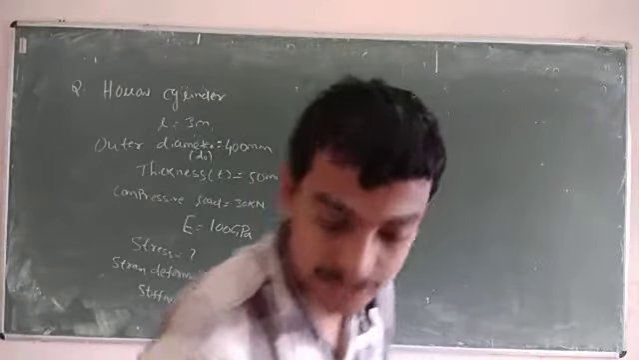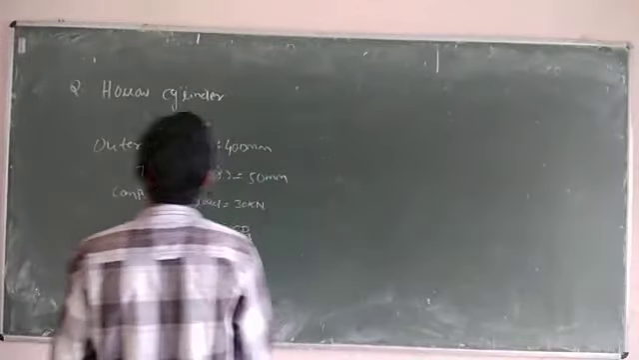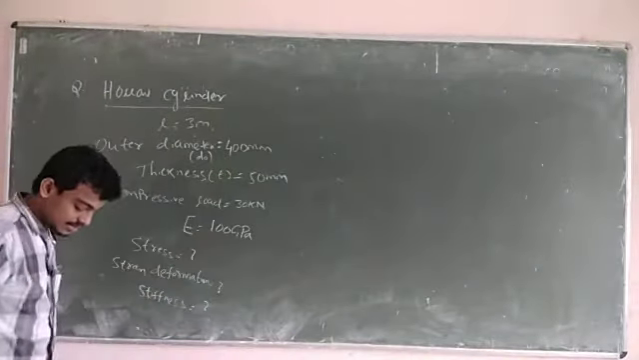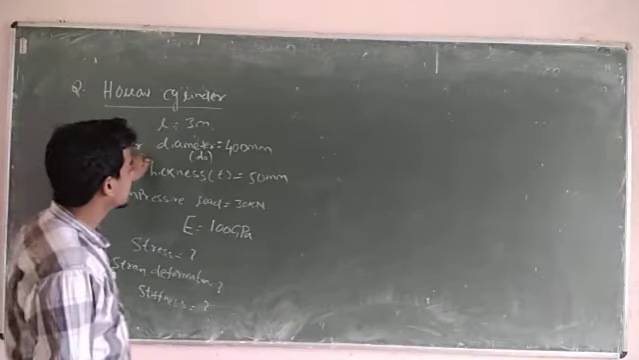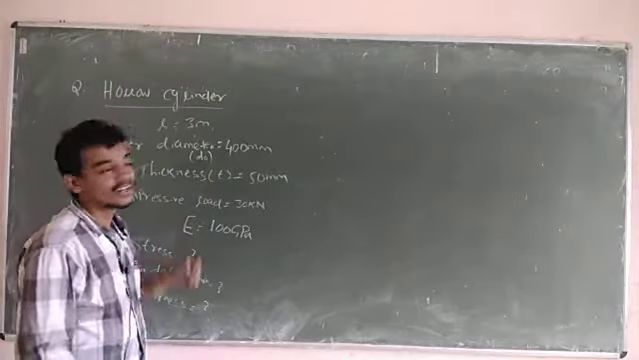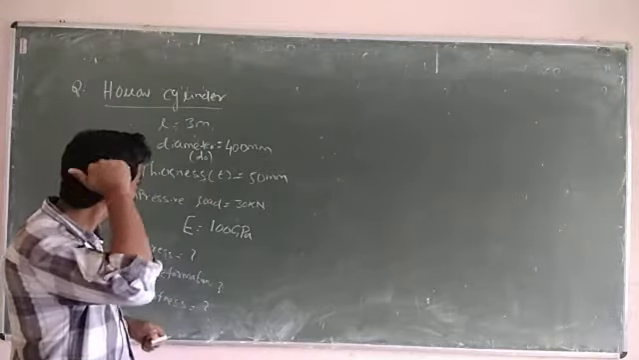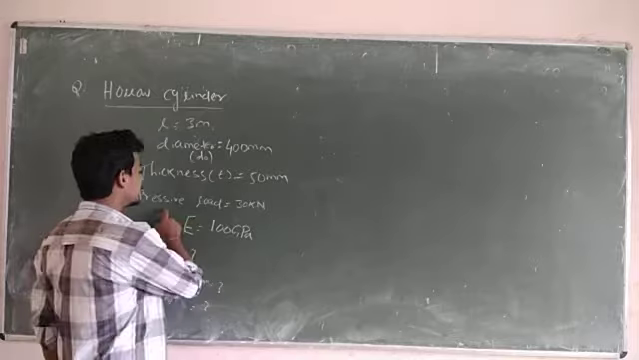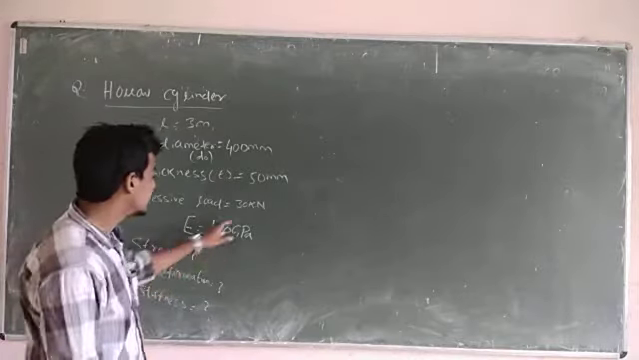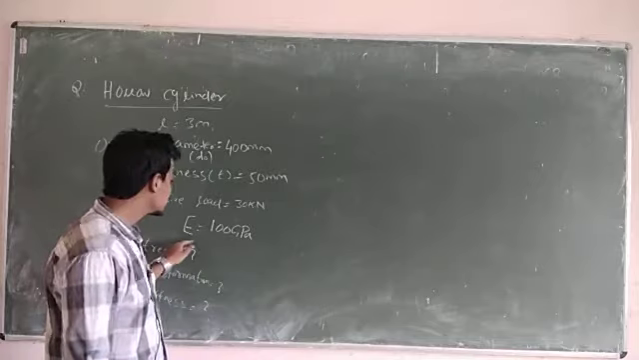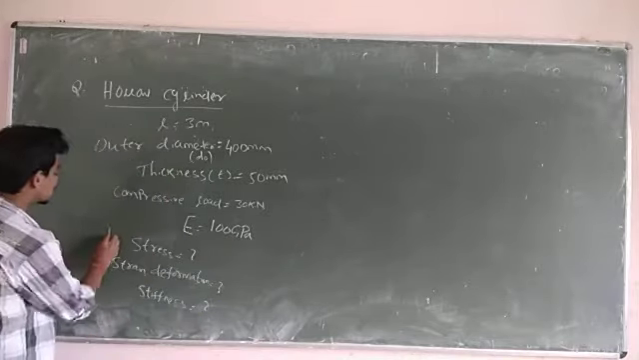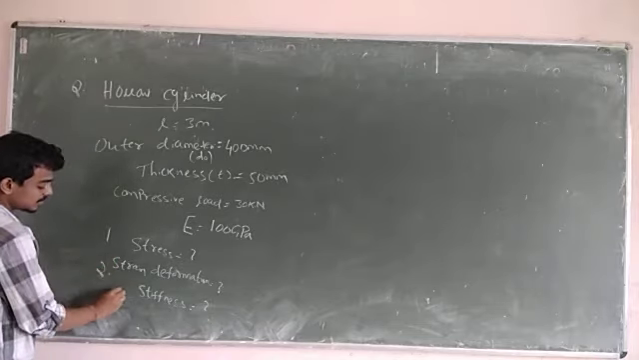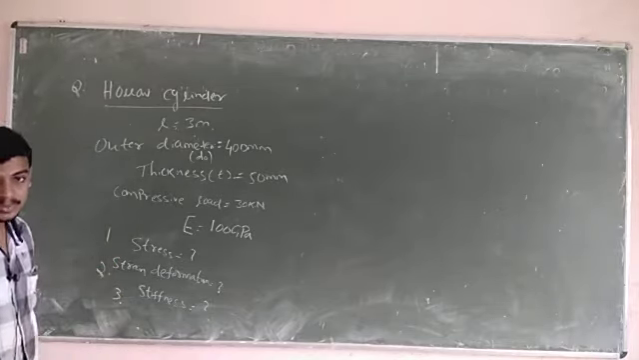In the first problem it is given that a hollow cylinder has a length of 3 meter, an outer diameter of 400 mm, and a thickness of 50 mm. One load we are applying, that is 30 kilonewton, and the modulus of elasticity is given as 100 gigapascal. You have to find out three things: stress, deformation, and the stiffness.